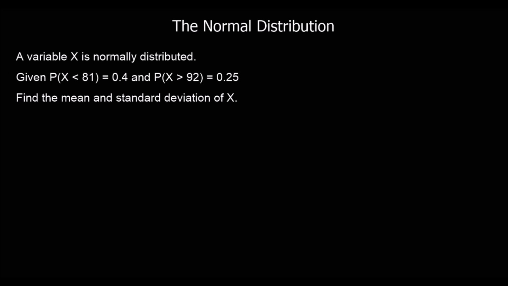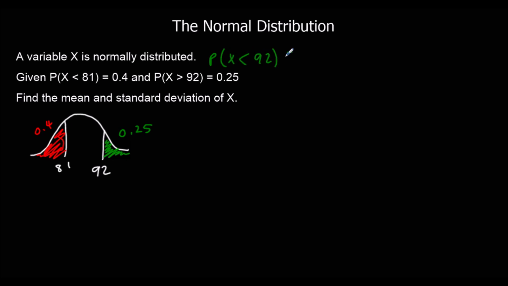Okay, this time we've got a variable x is normally distributed, and given the probability of it being less than 81 is 0.4. So the probability of less than 81 is 0.4. The probability of more than 92, so we've got 92 up here somewhere, more than 92 is 0.25. So we could also say the probability that it's less than 92 is 0.75.